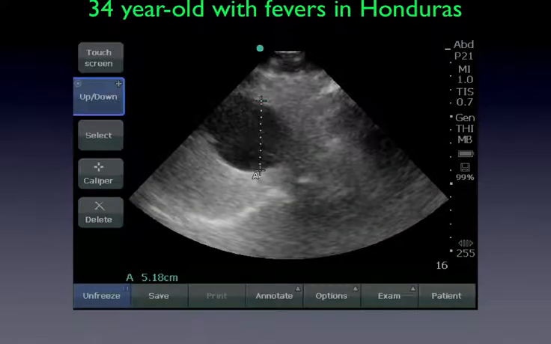This is an image of a 34-year-old who had fevers in Honduras and had some right upper quadrant pain. Gallbladder was normal, but this was found on the patient, and it was quite tender to palpation with the probe. This is a very large, somewhat cystic structure that measures over 5 centimeters at this margin here. And this was drained in the hospital and proved to be an infected liver cyst.